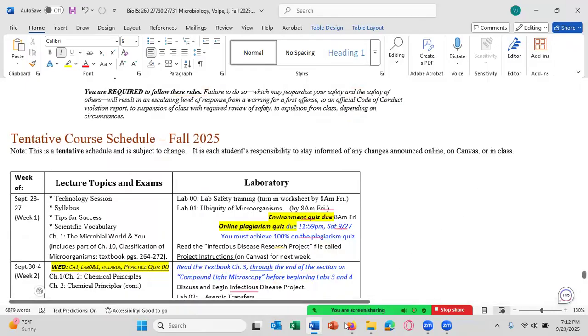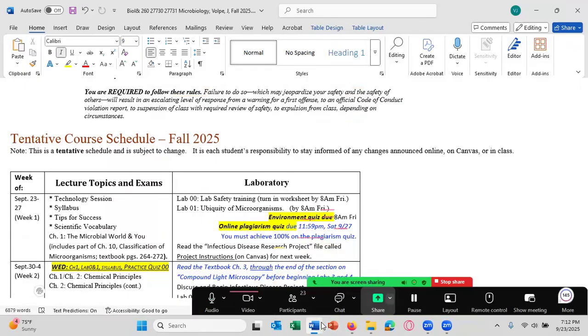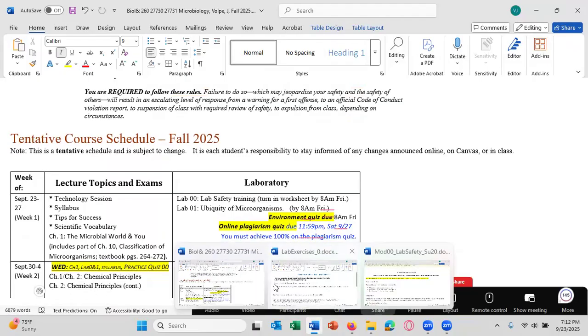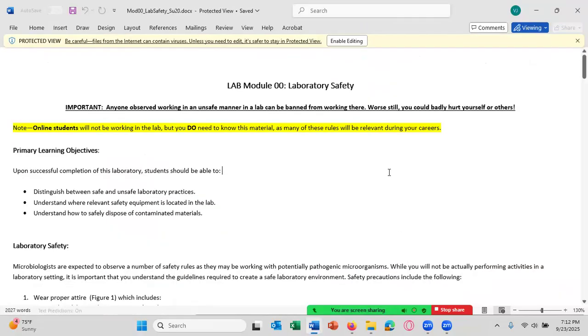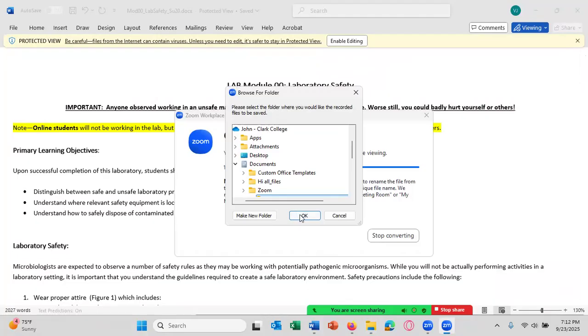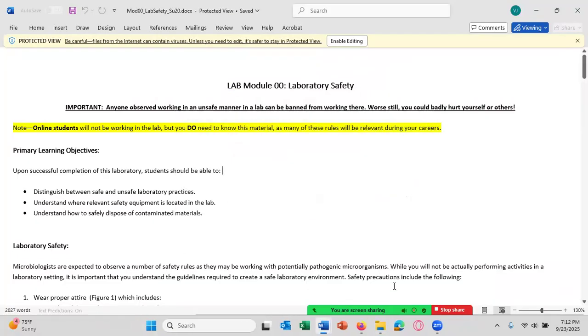Let's go to lab 1, or lab 0, sorry. Working on it, there we go. It's just extremely slow. I didn't know it finished. All right.